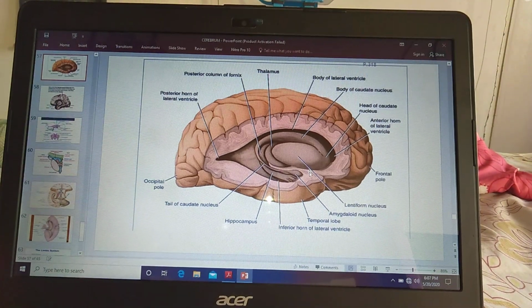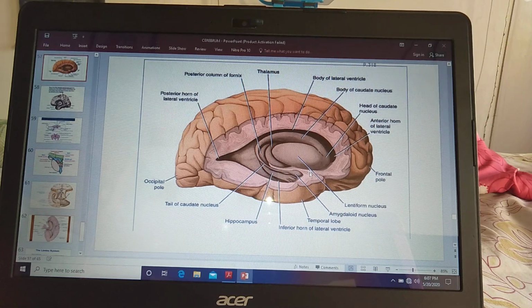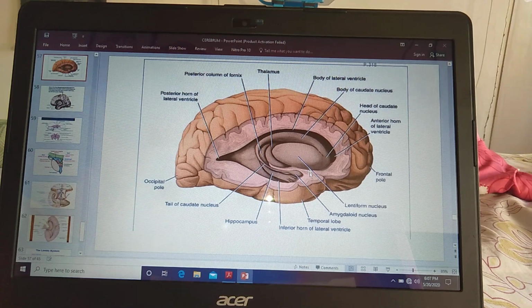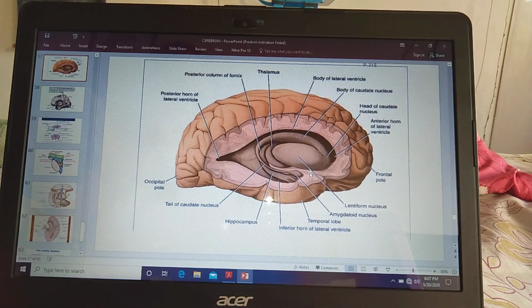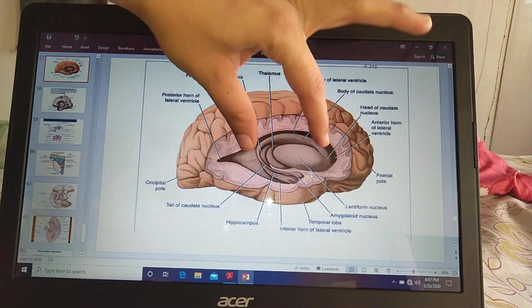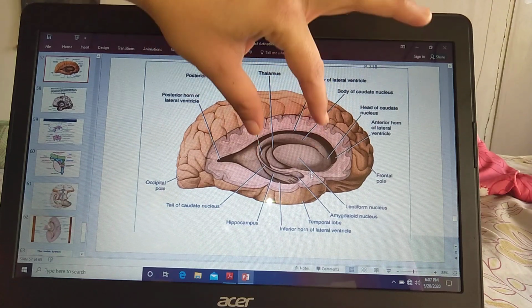In this diagram you can see it extends from the interventricular foramina in front to the splenium of the corpus callosum behind. So this is the central area, you can say, this one.